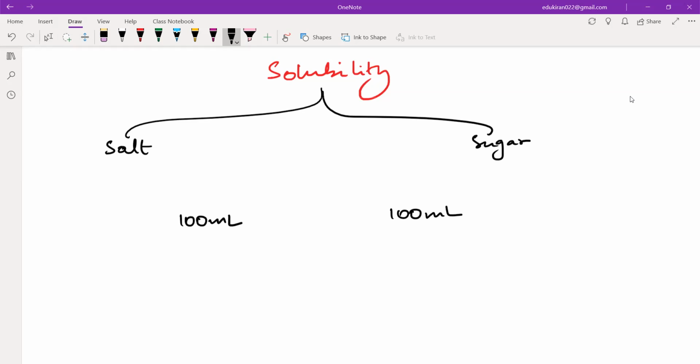So what do you think? Which can be dissolved in more amount, salt or sugar? In 100 ml of water, which can be easily dissolved in water? Tell me. Salt or sugar?